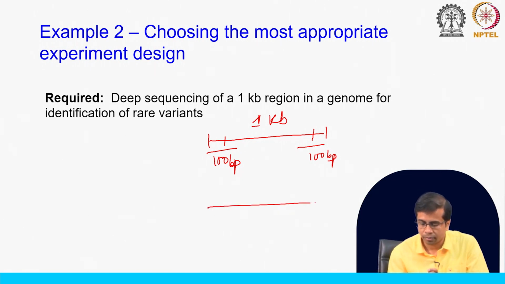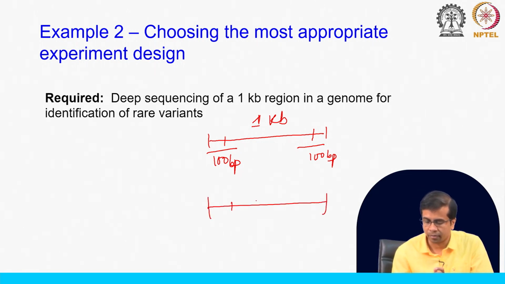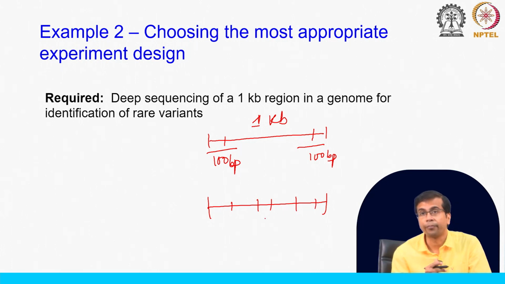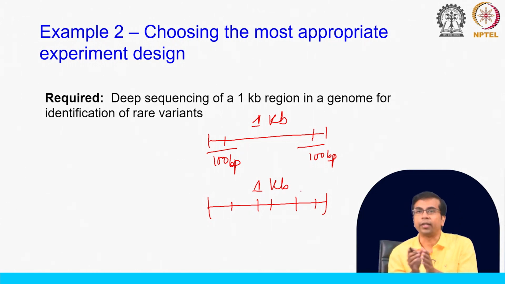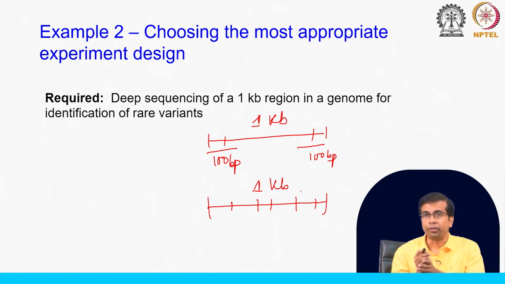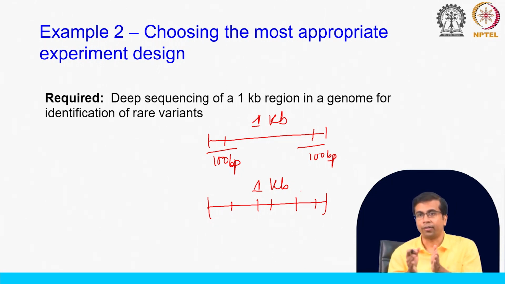or do you expect these variants to occur throughout this 1 kb region? So, not just at the end, but throughout this 1 kb fragment. These two cases will have two different solutions. It is not just one solution.